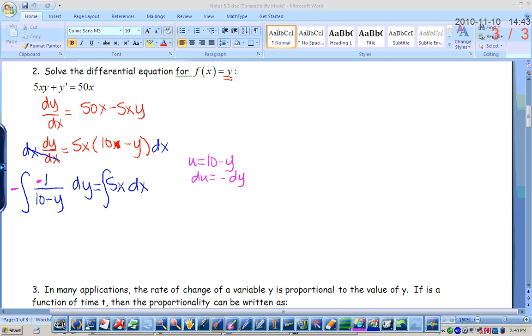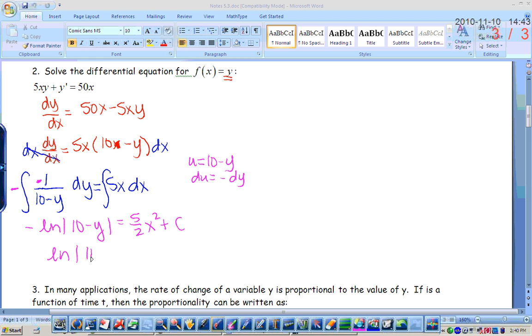Now I can go through the u substitution or recognize that what you have on the bottom, the derivative of that is up on top, so the integral is just the natural log of the bottom. So negative natural log of 10 minus y equals 5/2 x squared plus c. But we need to solve for y.